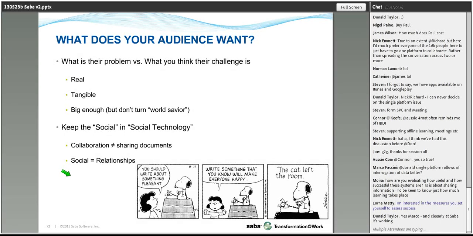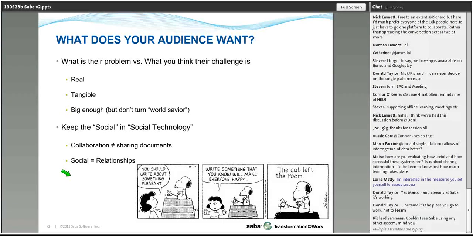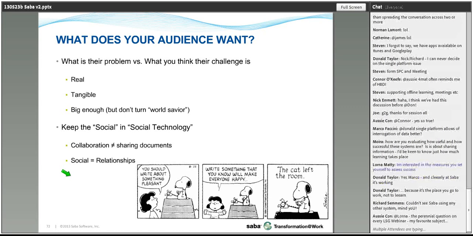Another thing, and that's very important for me, is that keep the social in social technology. Collaboration is not about sharing documents. That's what Windows Explorer has been invented for. Social is all about the relationships. It's connecting with people. It's being able to work with them, to communicate, to exchange, to share.